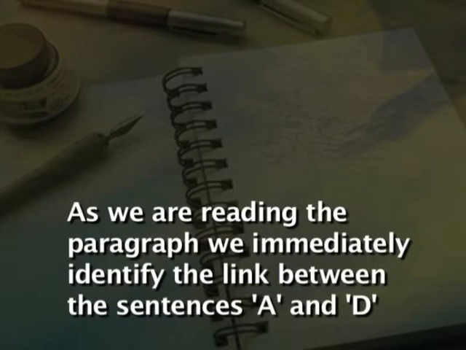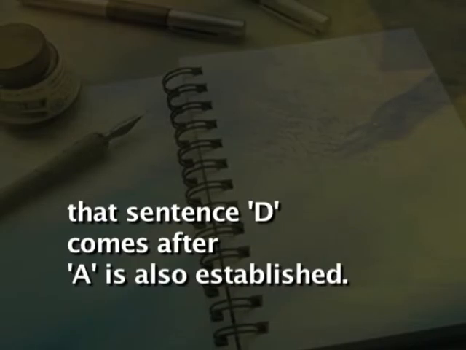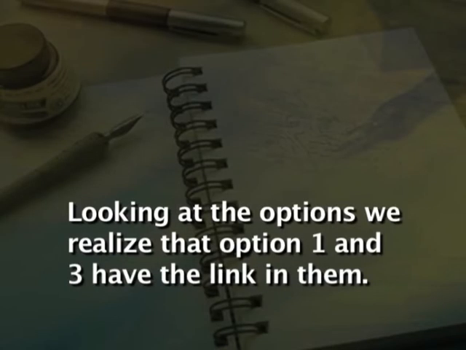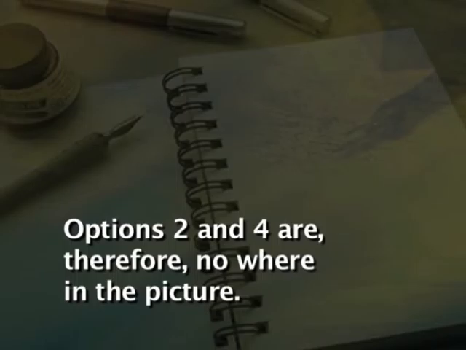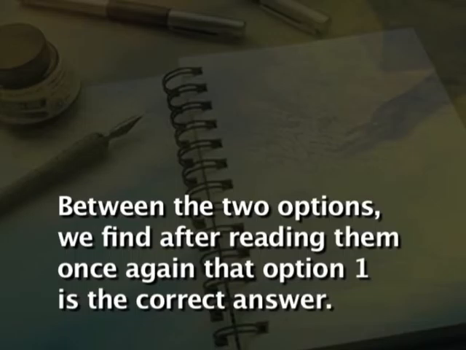As we are reading the paragraph, we immediately identify the link between the sentences A and D. That sentence D comes after A is also established. Looking at the options, we realize that option 1 and 3 have the link in them. Option 2 and 4 are therefore nowhere in the picture. Between the two options, we find after reading them once again that option 1 is the correct answer.